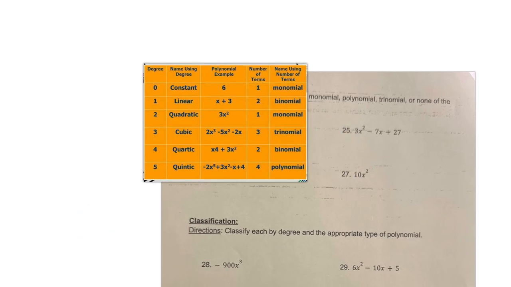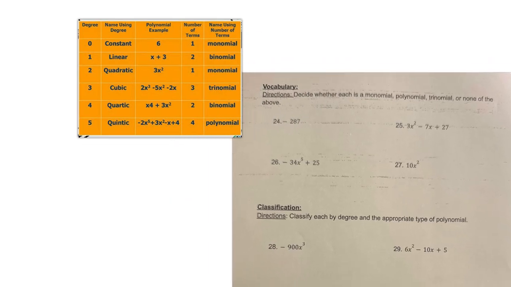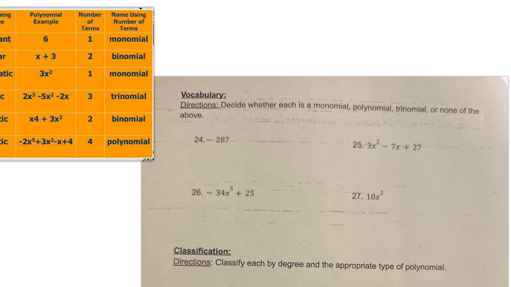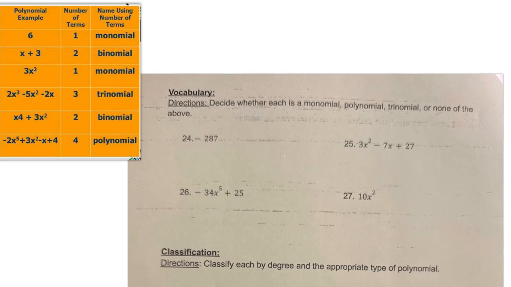All right, so decide whether each is a monomial, polynomial, trinomial. No room for binomial, huh? I'm wondering if that's a typo. I think it's assumed they're all polynomials, although it could be a degree 4. Yeah. Or it could be more than 4 or more terms, rather. I would be surprised if the teacher did not also want you to tell her if it's a binomial.